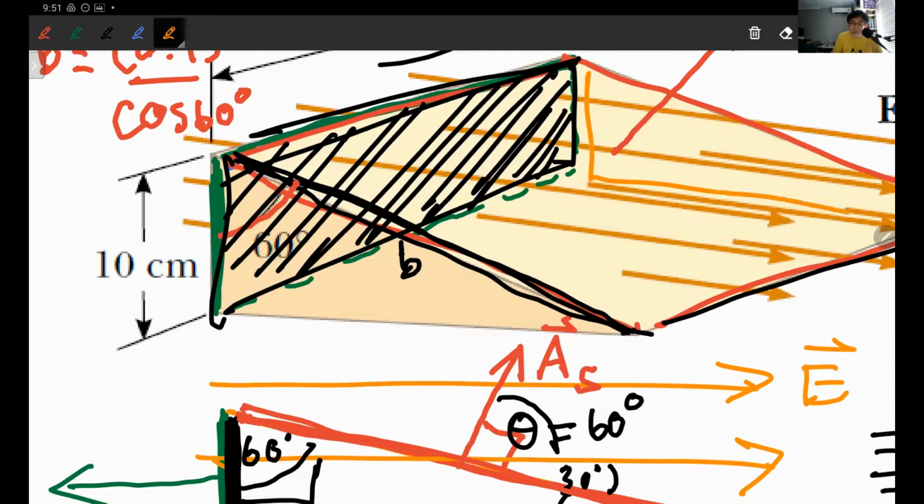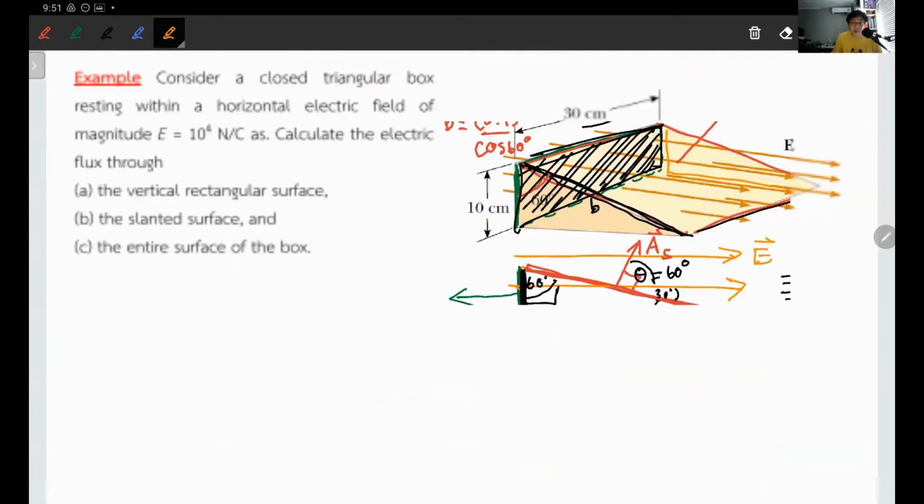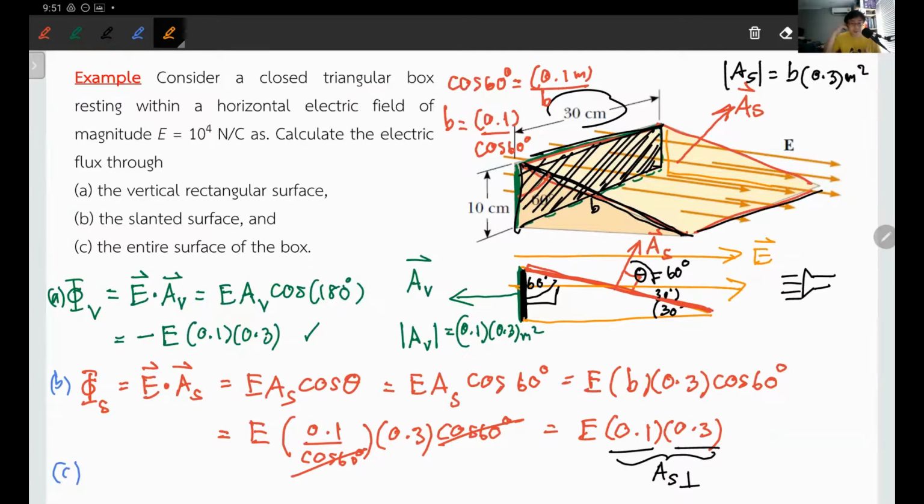What about the back surface? Nothing. What about the bottom surface? Nothing. So the only two surfaces having the electric field going through are the vertical and the slanted surface. These are the two that we have to take into consideration. However, in is now equal to out. On the vertical is a negative, on the slanted one is positive, but the same amount. So very good, the net flux is 0.